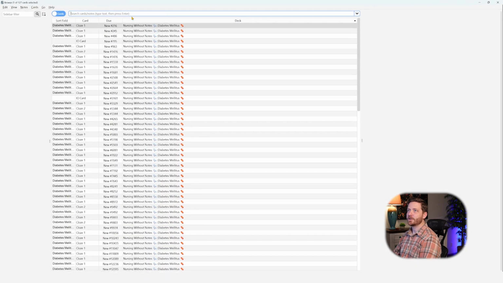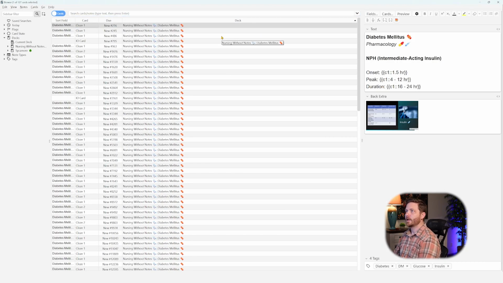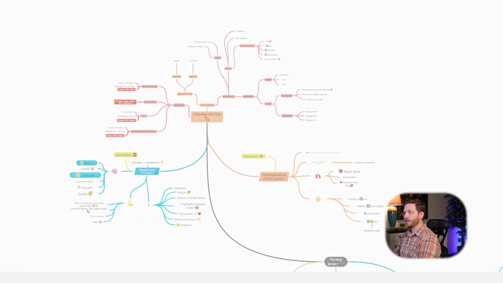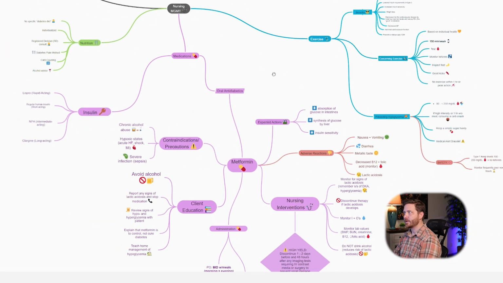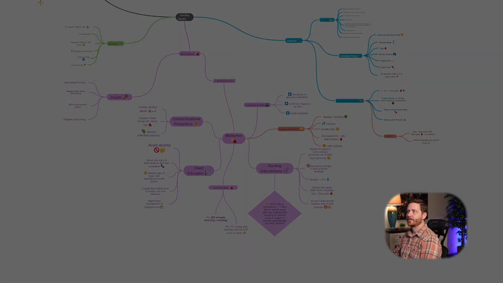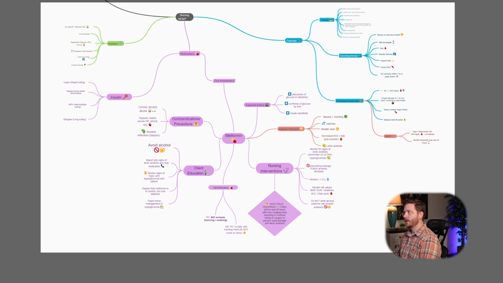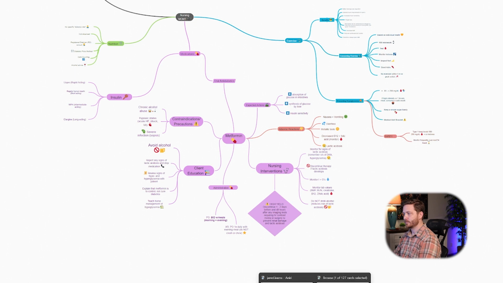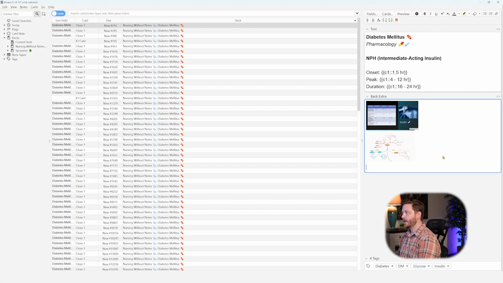We'll come back over to Anki. Let's go into our browse feature in our diabetes mellitus deck. And we'll just start here on top with the pharmacology card. I'll paste that screenshot. Now let me grab a screenshot of this bottom part. And I think that'll do. And I'll add that in below. And let's just see what that's going to look like on a card.